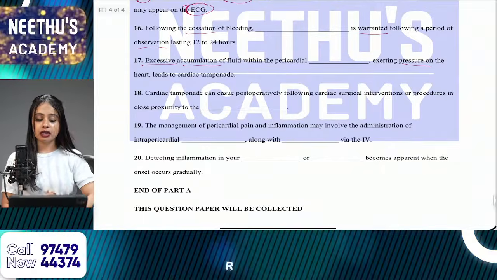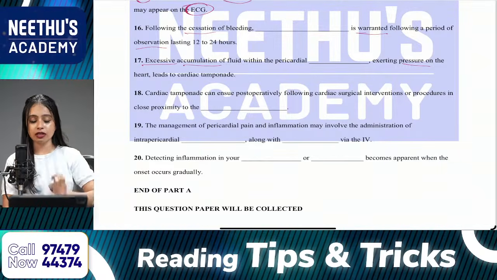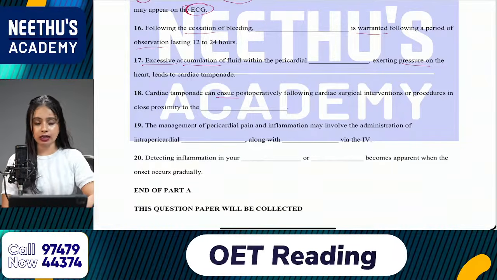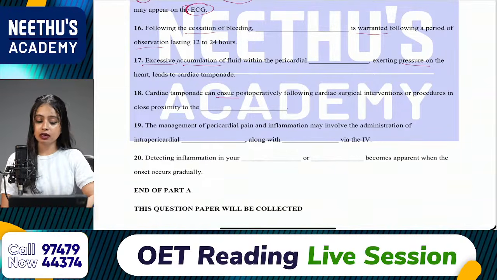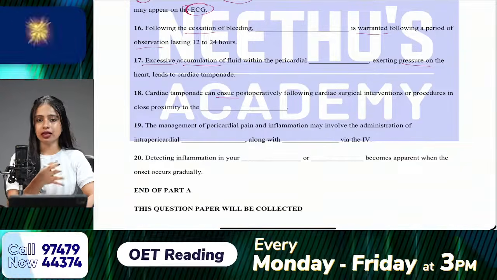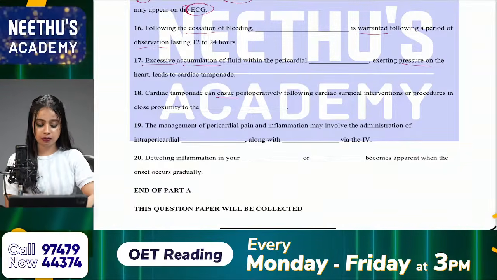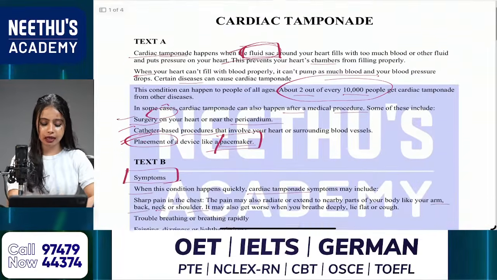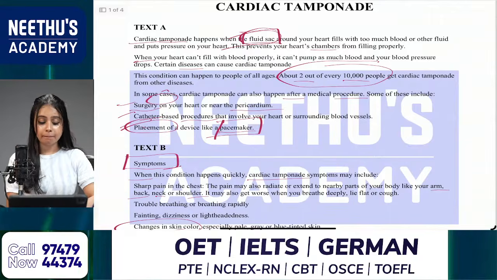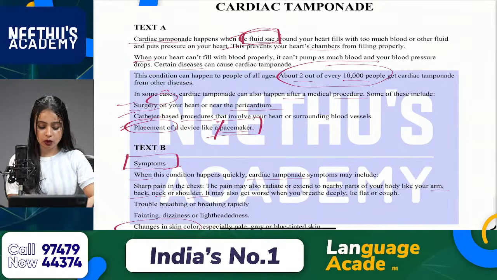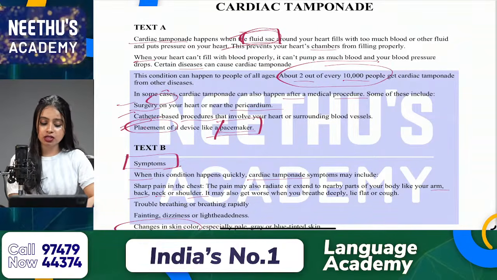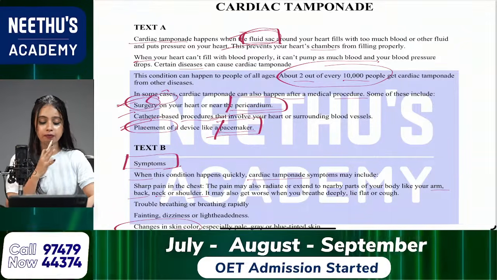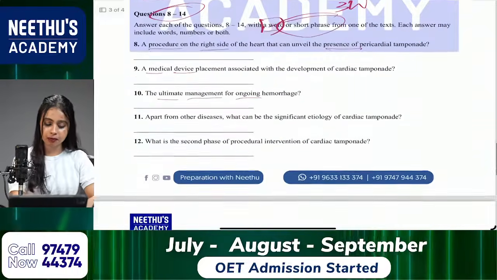Then 18th one: cardiac tamponade can ensue post-operatively following cardiac surgical interventions or procedures in close proximity connection to the dash. So what is the correct answer here? Again, I got that answer from text A. So my answer is pericardium. Surgery on your heart or near the pericardium. So my answer is pericardium, again from text A.